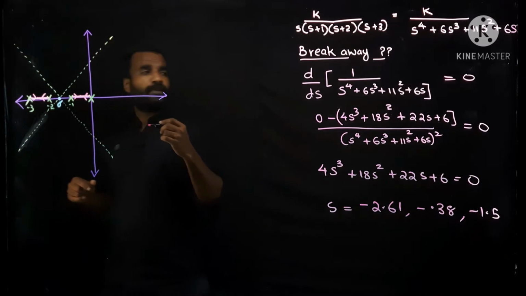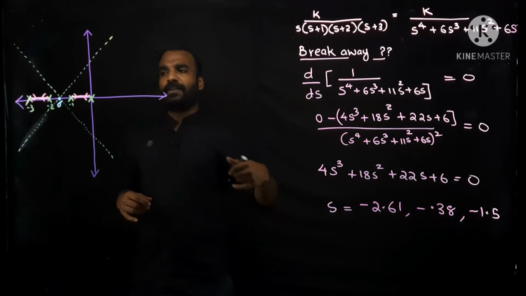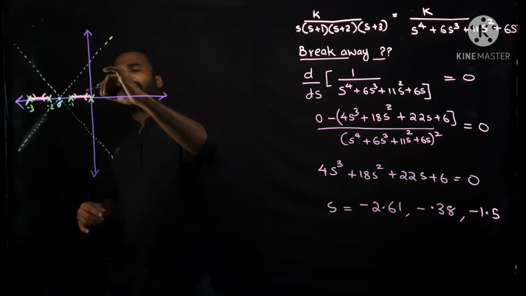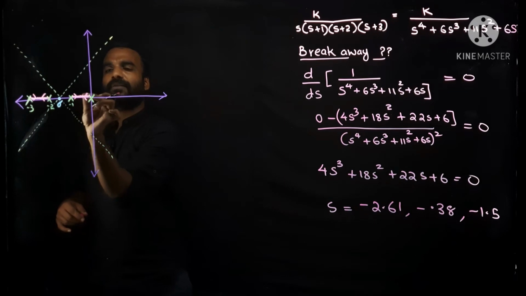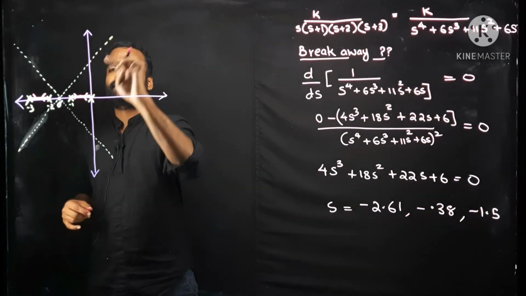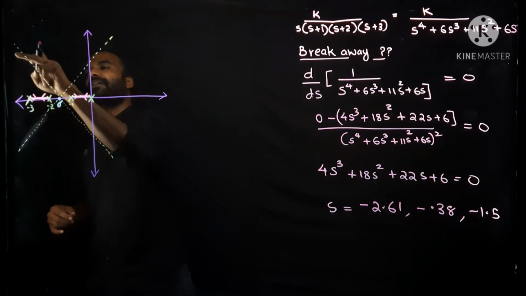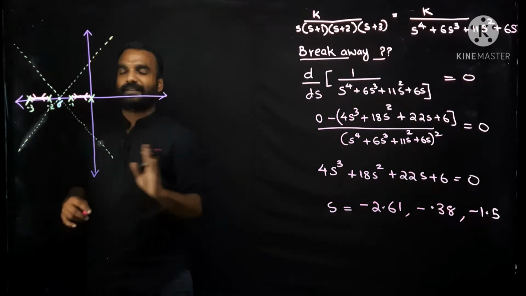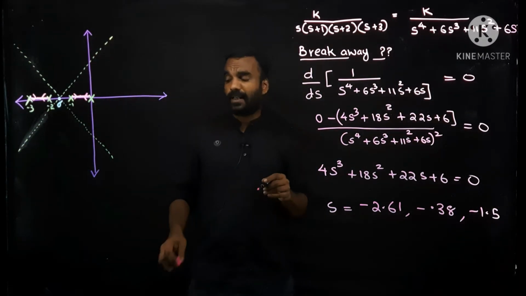Okay. So for calculating this breakaway, I need these steps. Anyhow, I know that breakaway will happen and they will travel. These two will meet and travel in the direction of these asymptotes. One will go like this and the other will go like this. And here breakaway happens, one will go in this direction and the other in this direction. So the shape is clear.